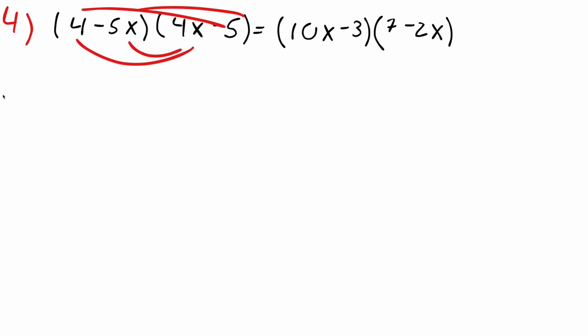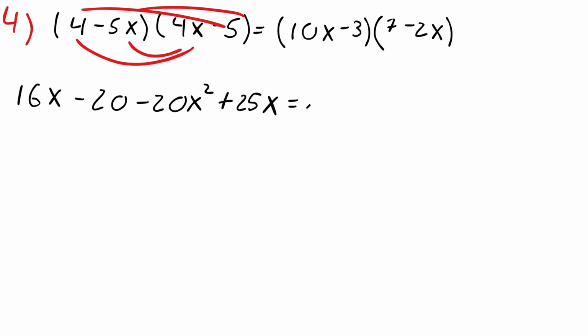4 times 4 would be 16, and since it has the x, then 16x. 4 times minus 5 would be minus 20. Minus 5x times 4x would be minus 20x to the power of 2. Remember, x times x, x to the power of 2. Minus 5x times minus 5, 25x with a positive sign.